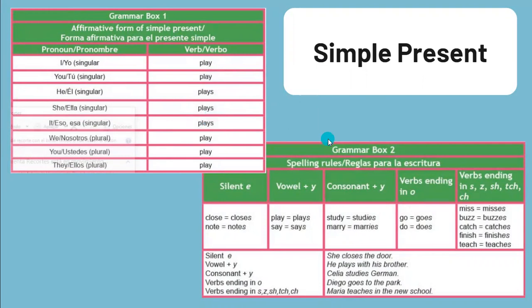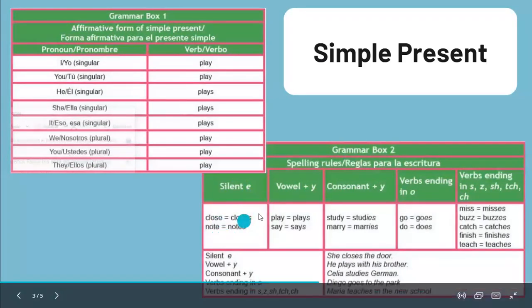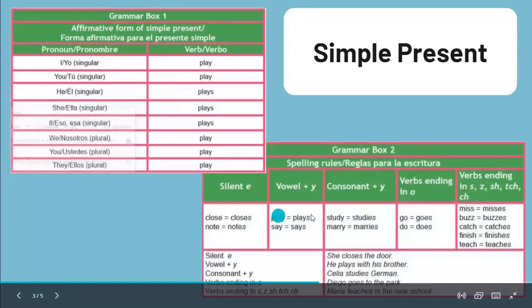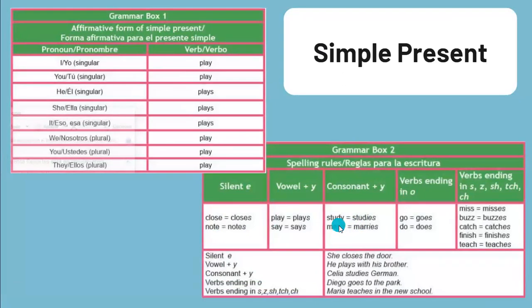And then we have another grammar box, which are spelling rules, o reglas para la escritura, in which, for example, we have that for silent E, like close and note, you add an S: notes and closes. And when you have a vowel and a Y, you add an S: plays and says. But when you have a consonant and a Y, you have to change the Y for IES, ¿ok? Tienes una consonante y una Y, entonces lo cambias a IES.